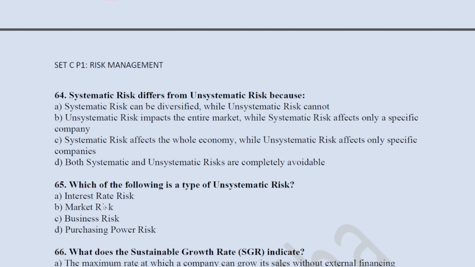Systematic risk differs from unsystematic risk because systematic risk... Can be diversified while unsystematic risk cannot? No. Unsystematic risk impacts the entire market? No. Systematic risk affects the whole economy, the whole market, while unsystematic risk affects only a specific company. Yes. So the answer will be C.